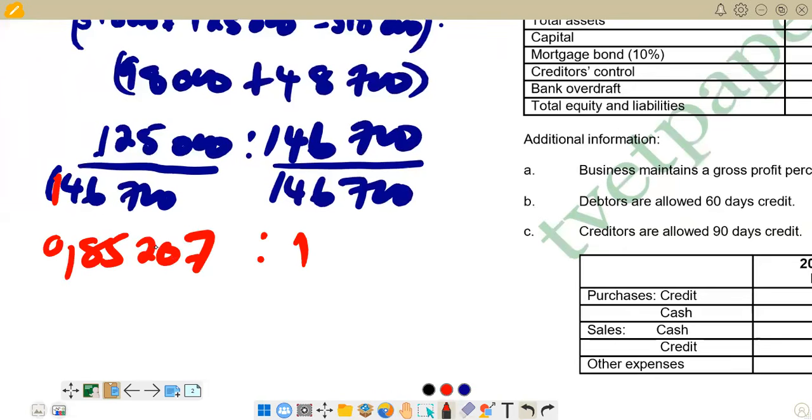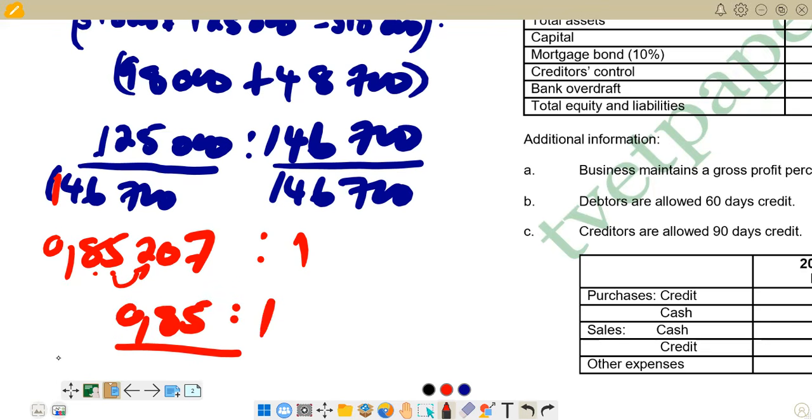0.85207. According to the instruction of the question paper, you have to check at the beginning of the question paper, where they tell you how many decimal places to round to. In this case, we are going to round to 2 decimal places. We check the figure behind the second decimal place. We've got 2, which is in the range 0 to 4, so it doesn't change. It remains 0.85 to 1. So this is our answer on acid test ratio.